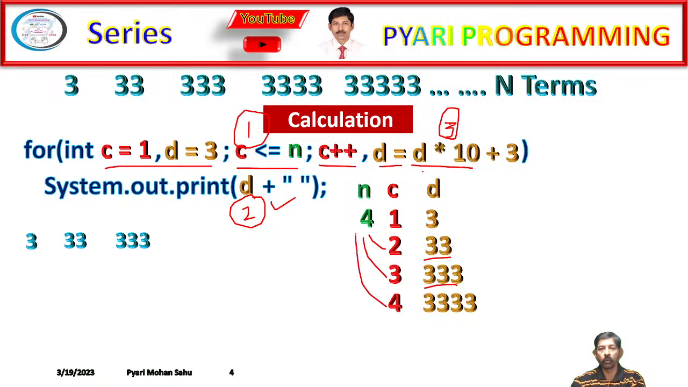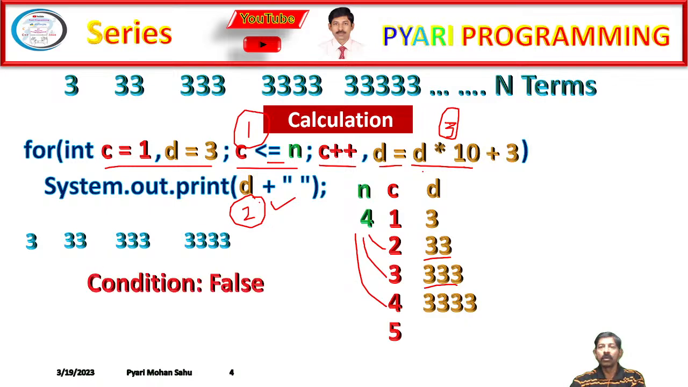After that the condition: 4 is less than or equal to 4. The condition is true because of this equals to symbol. Now if it is true, I will display the D value. D value is 3333. Again update the C value to 5. Update the D value too; I have not calculated it here, but it has to be calculated. After that, 5 is less than or equal to 4. It is false. That's why I will come out of the loop.